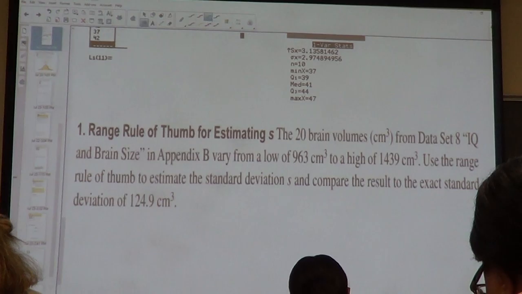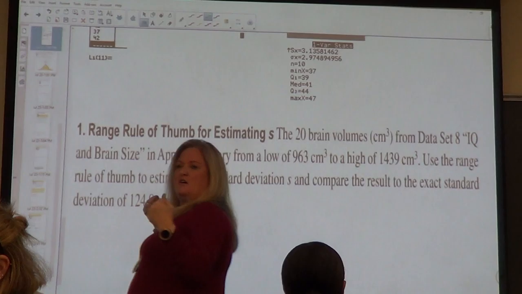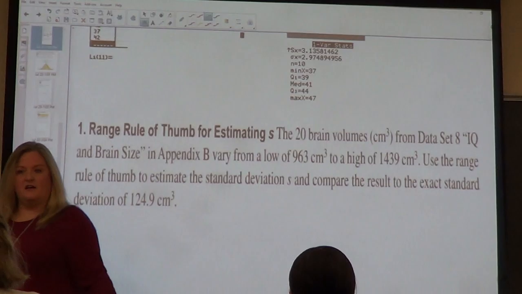Oh, you're ahead of the stat edit. Do we have any data to go in stat edit? No, there's no data to go in stat edit. What is the question? Range rule of thumb. The question said, use the range rule of thumb to estimate. What's the range rule of thumb? High minus low divided by 4.